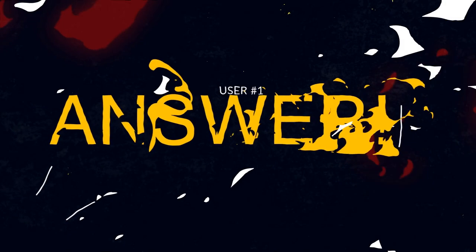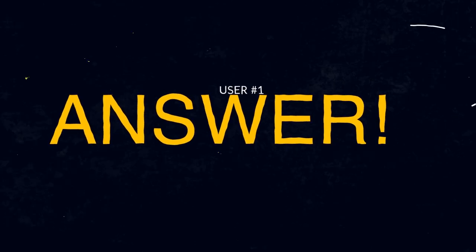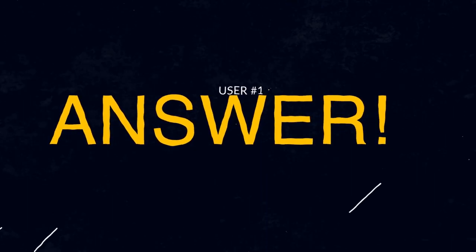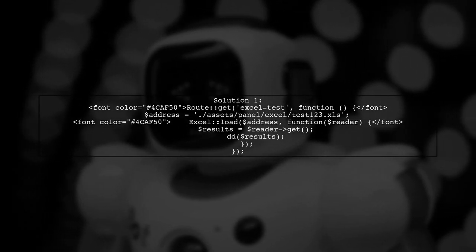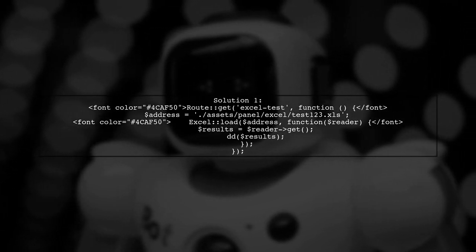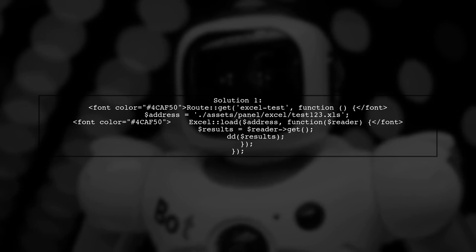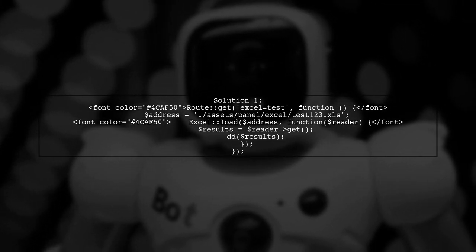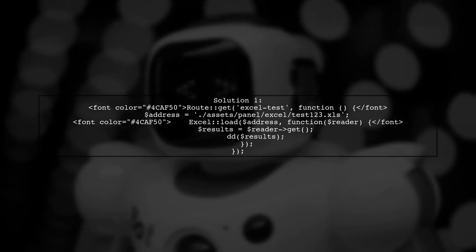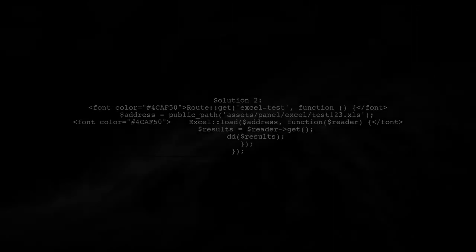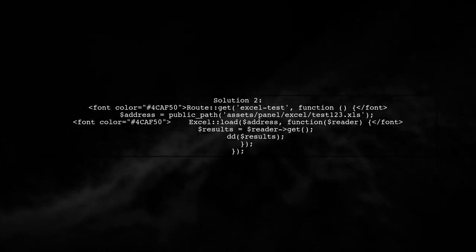Let's now look at a user-suggested answer. To read an XLS file in Laravel using Laravel Excel, you can create a route in your web.php file. First, specify the path to your Excel file. Alternatively, you can use the public path helper function to specify the file path more dynamically.